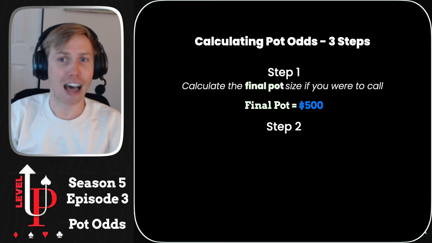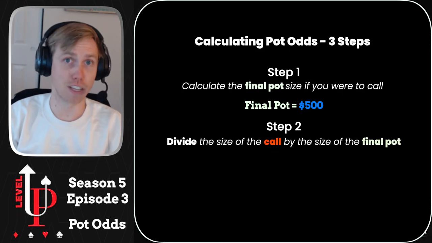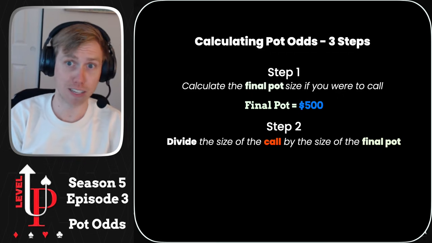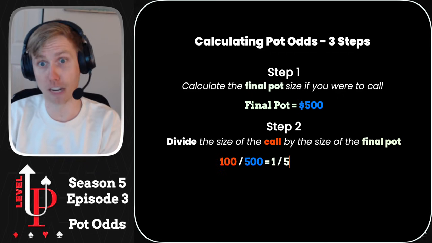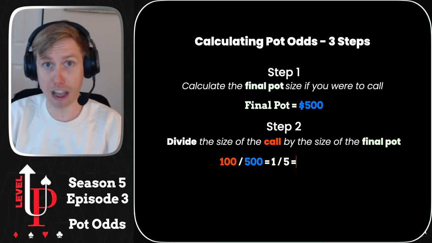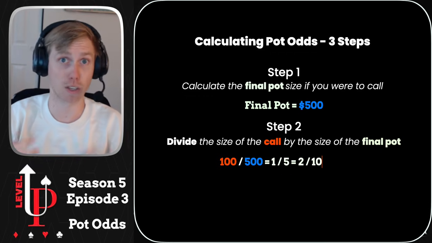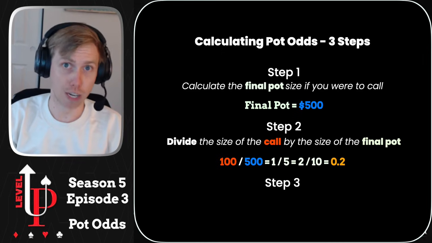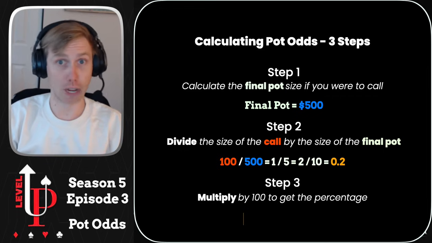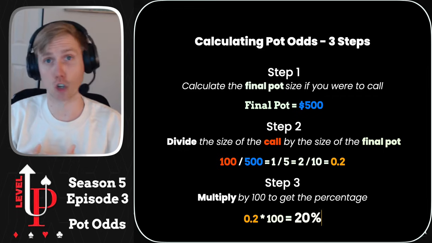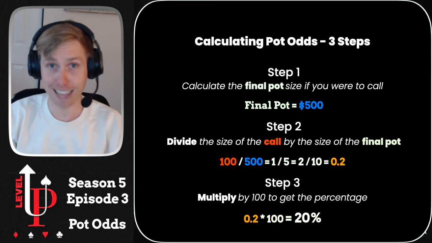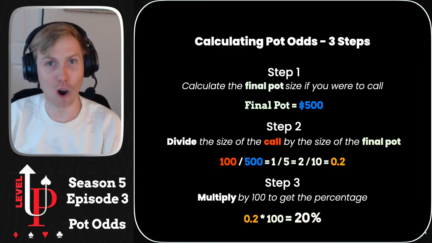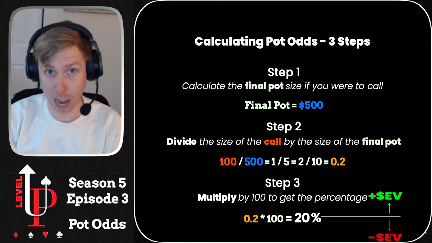Step number 2, divide the size of the call by the size of the final pot. In this case, we divide that $100 bet that we're facing by the $500 final pot. 100 divided by 500, or 100 over 500, equals 0.2. Step 3, multiply by 100 to get the percentage. 0.2 when multiplied by 100 equals 20, and that means your price to call in this situation on the river is 20%. That means that when you call, you need to win more than 20% of the time in order to profit by calling.